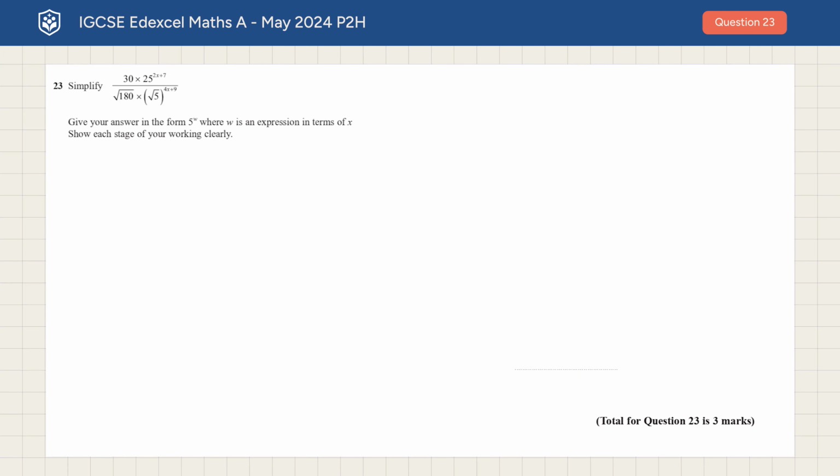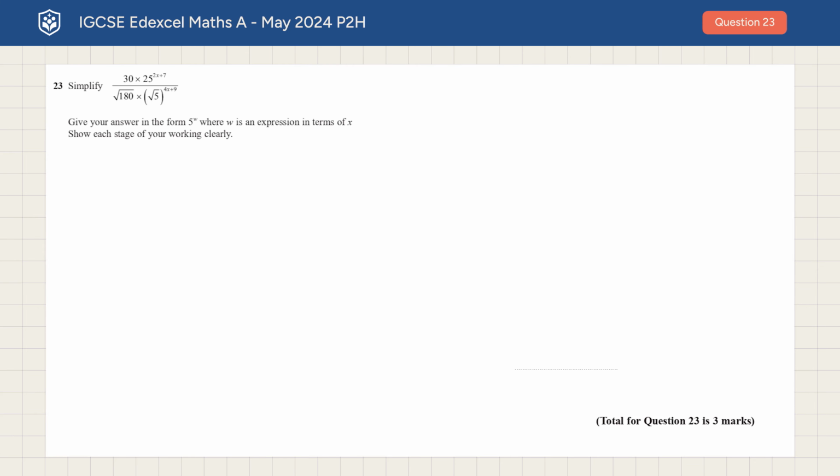Next, question 23. We need to simplify a complex fraction involving powers and square roots and give our answer in the form 5 to the power of w. To get there, our strategy is to convert every single term into a base of 5. First, let's look at the numerator.